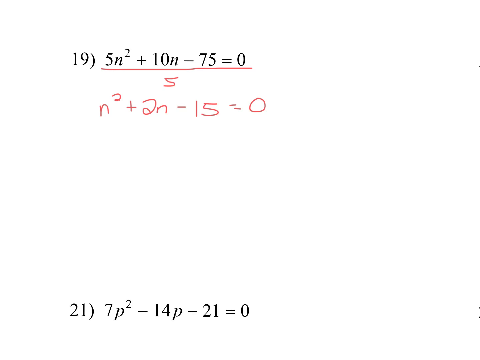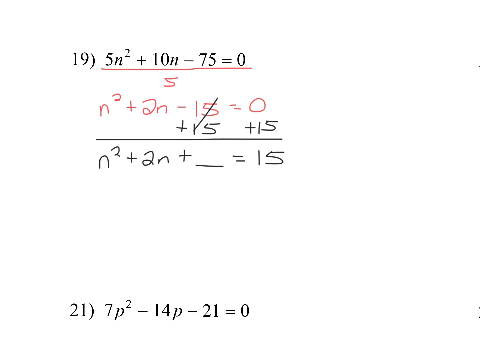Now it is in a form we can do the completing the square process. What do we want to do first when completing the square? Yep, we want to get rid of 15. So add 15 to both sides. So I have n squared plus 2n. On this step, what do I want to make sure I do? Leave blank spots. So we have plus blank equals 15. What else do I need? Yep. What you do to one side, you have to do the other. So we need blanks on both sides.